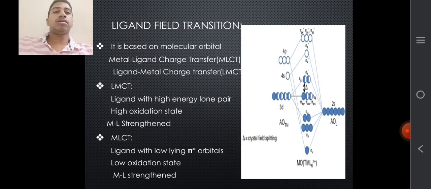Ligand field transition. It is based on molecular orbitals. Metal to ligand charge transfer and ligand to metal charge transfer are the two types. Ligand to metal charge transfer: ligand with high energy lone pair and metal in a high oxidation state. Metal to ligand charge transfer: ligand with low-lying pi star orbitals and metal in a low oxidation state.